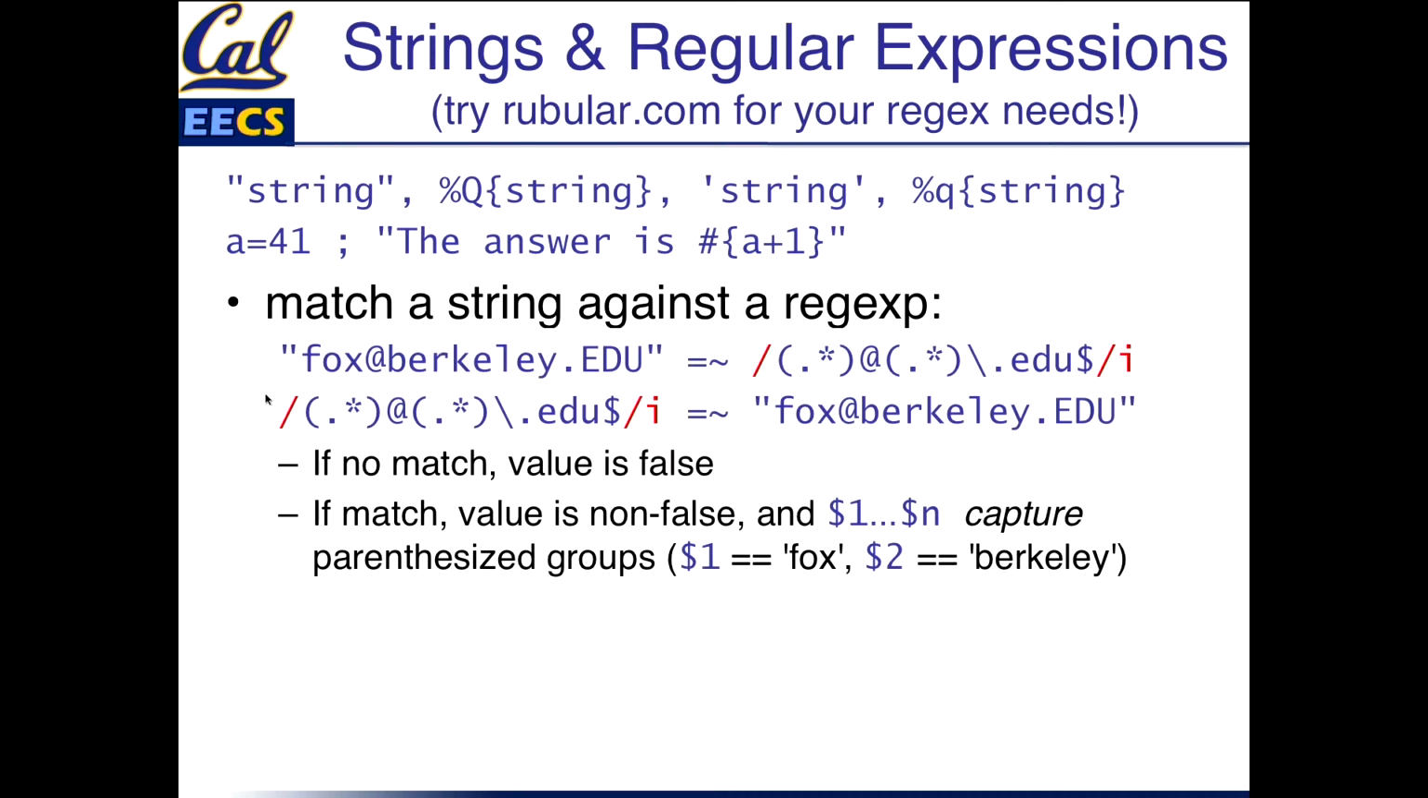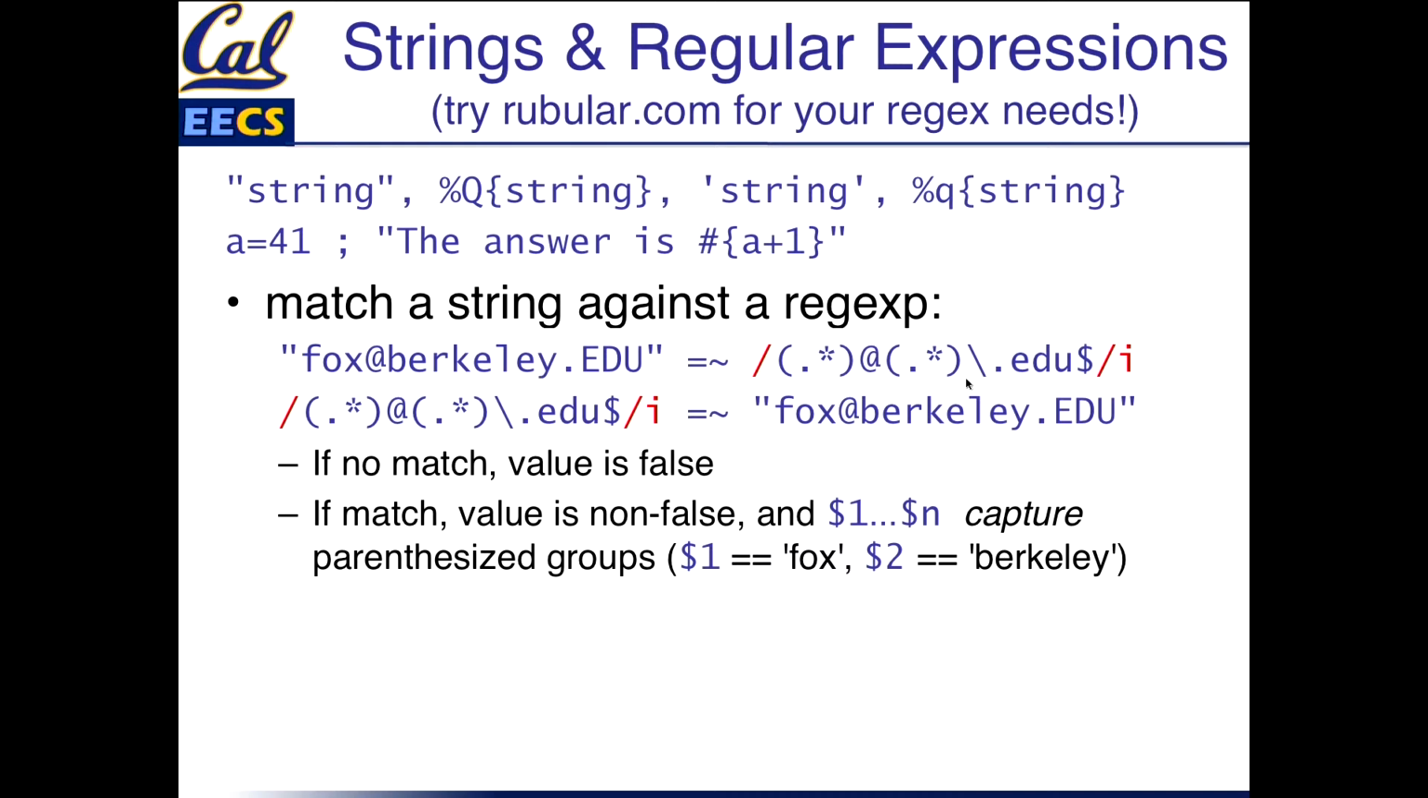What about regular expressions? For reasons that you'll understand better after you've done some Ruby programming, you can actually put the string and the regex on either side of the equal twiddle operator, which is the matching operator. So here, I'm going to take the string, fox@berkeley.edu, and I'm going to match it against this regular expression.